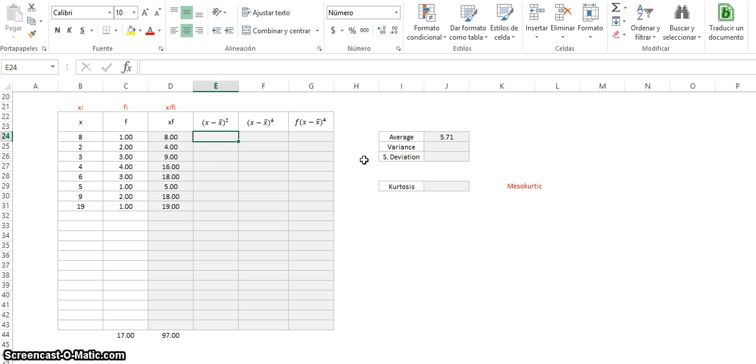So let's do it. In this case, you need to subtract each x value minus the average that you already calculated and make it to the square. Remember, you need to make it static by using the symbols, and then you can easily copy the formula. Make the addition.